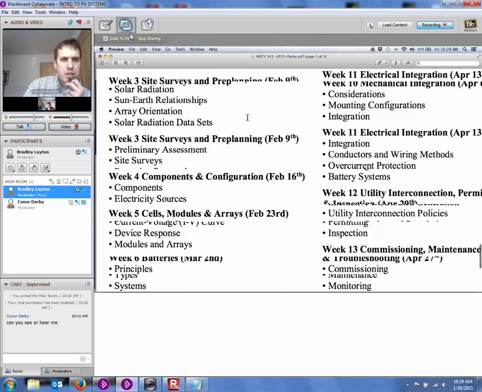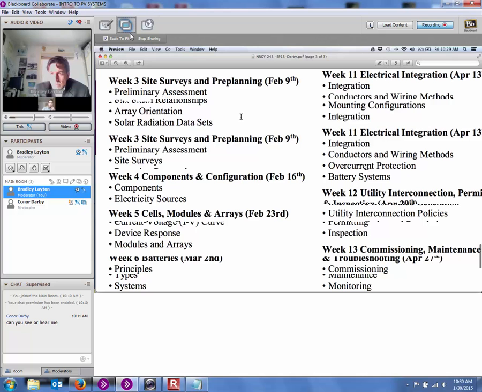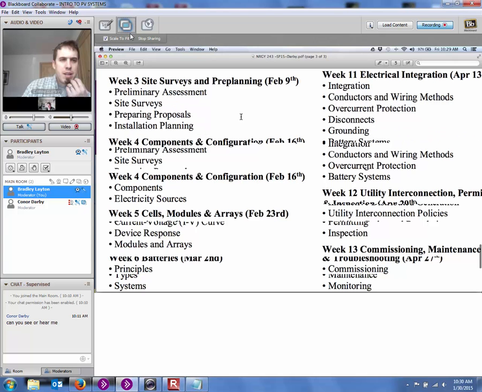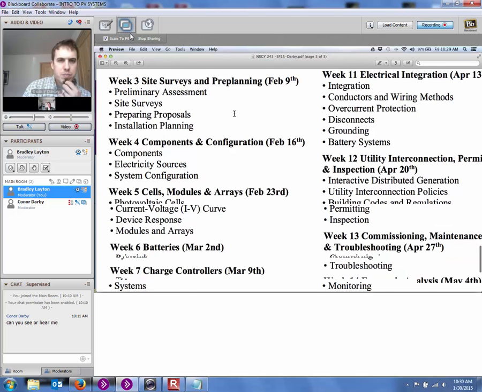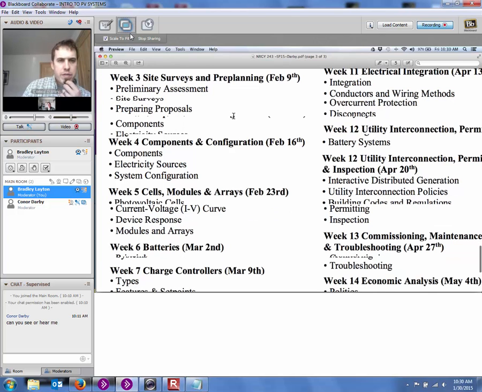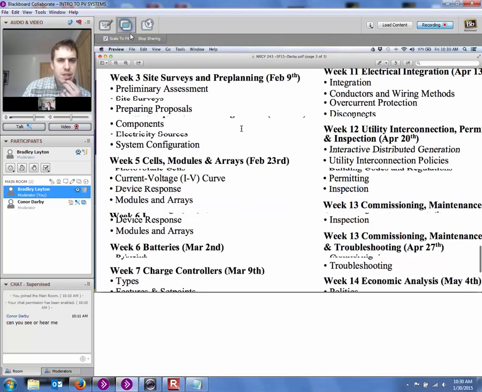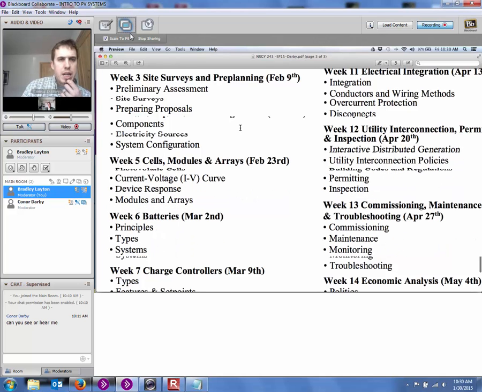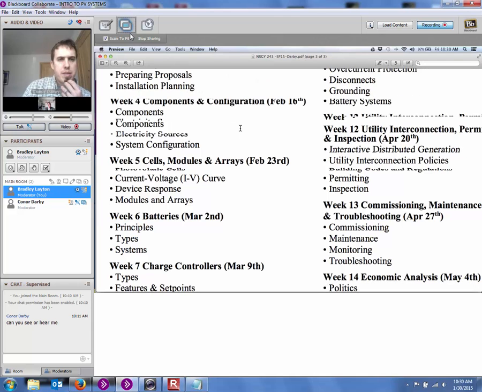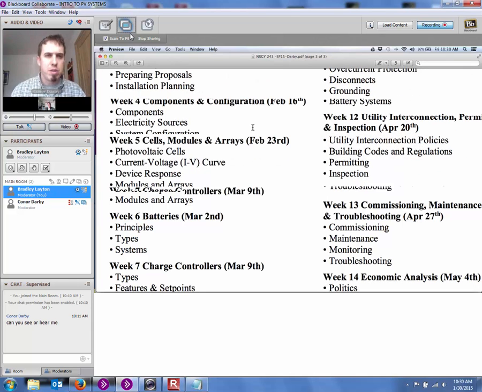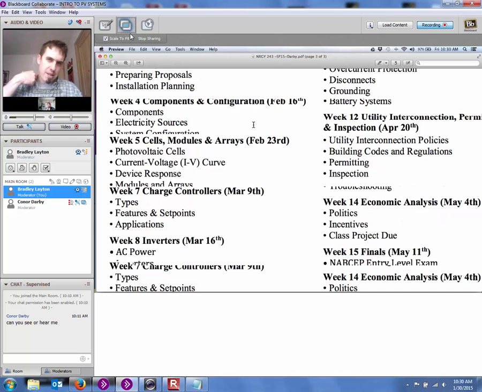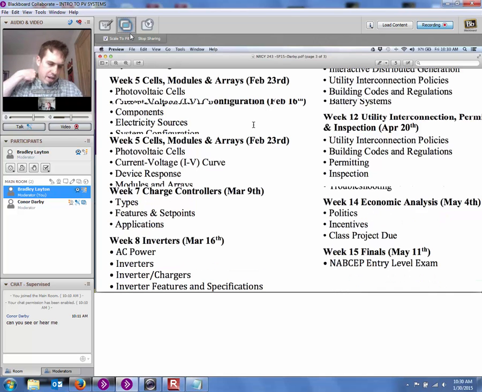Week 3, site surveys and pre-planning. This is where a lot of the work that I do for a living comes into play, going out and assessing sites and developing projects with customers. Week 4 would be components and configuration, February 16th, so talking a lot about the components of PV systems. Week 5, cells, modules, and arrays.